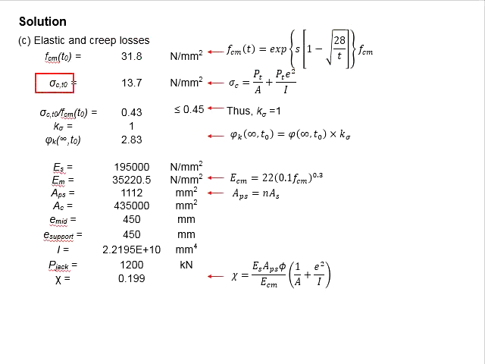Now you need to determine sigma c t naught based on the equation here. The prestressing force is 1200. The A, I, and e are the geometrical properties of the section, which gives 13.7 Newton per mm square. The ratio of this equals 0.43, which is less than 0.45. Therefore, the k sigma will equal 1. Your creep coefficient will be 2.83 multiplied by 1.